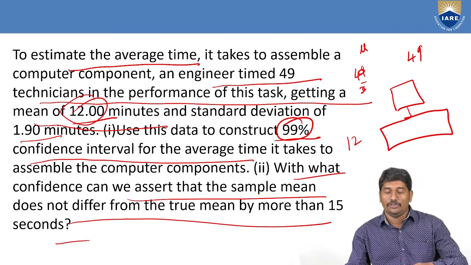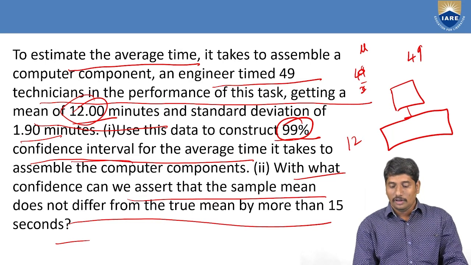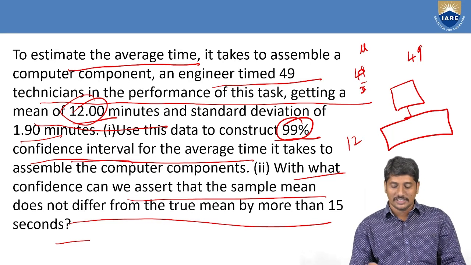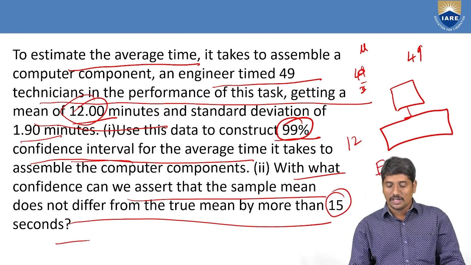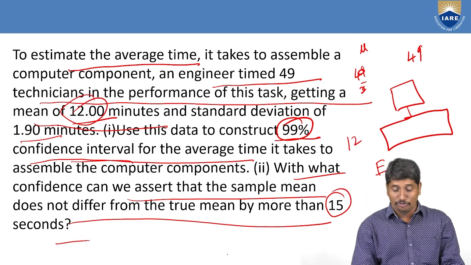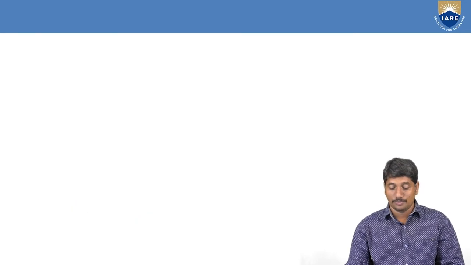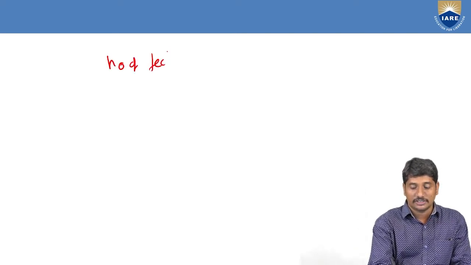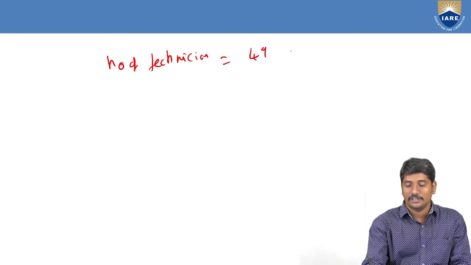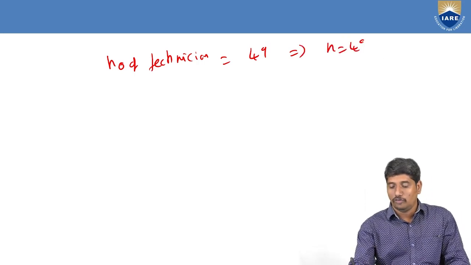Also, in the first bit you are asked to construct the confidence interval for the given confidence level. In the second bit, the reverse is given. You are given E, that is the maximum error, and you are asked to find the confidence level. So how are we going to deal with this problem? First, the number of technicians we have tested, that is 49. So n is equal to 49.